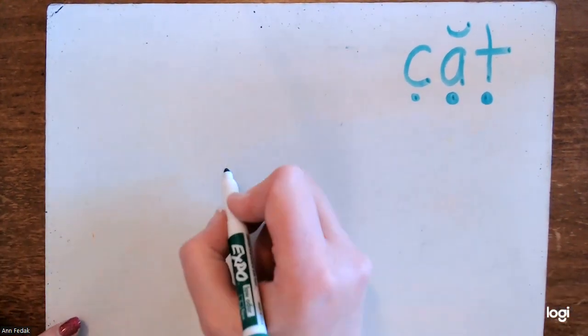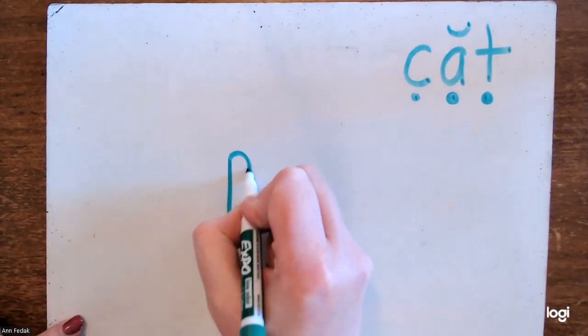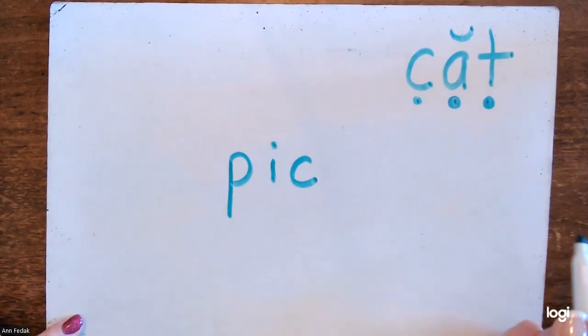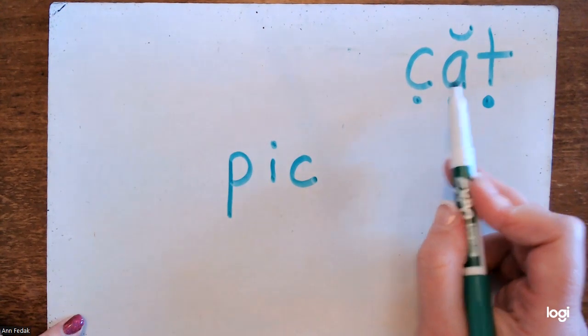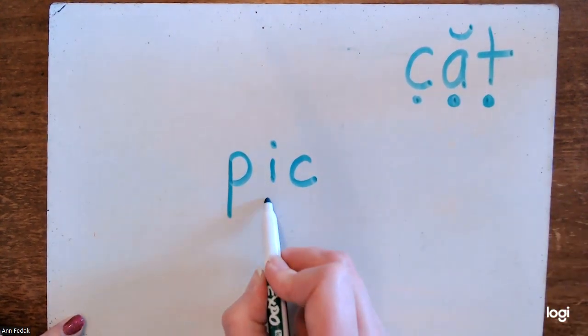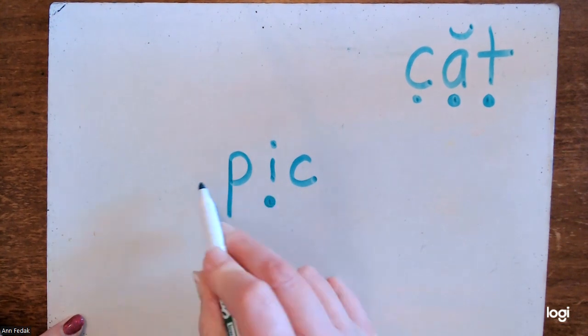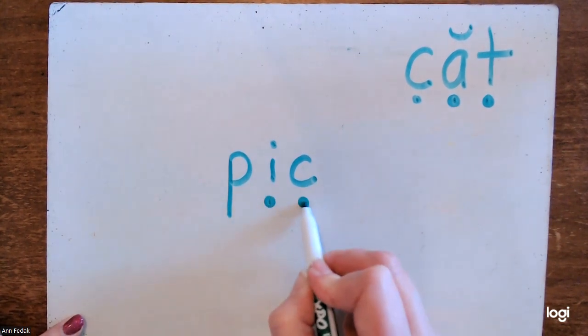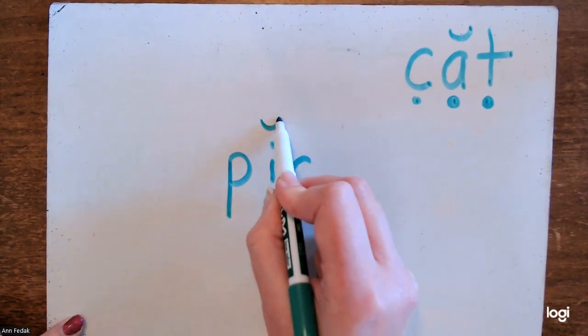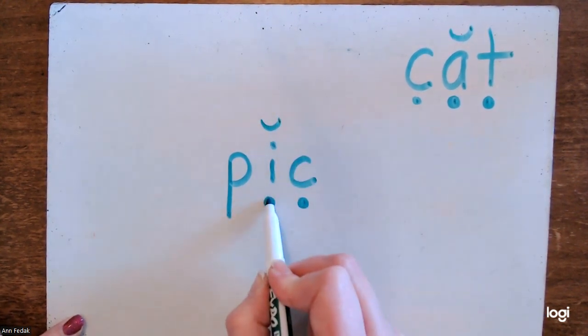All right, let's try another one. So again, we can follow our same rules that we have from our word cat. I see that I have one vowel, there's no other vowels, and there's a consonant after it. This vowel is probably going to be short. Do you remember the short sound for I? That's right, ih.